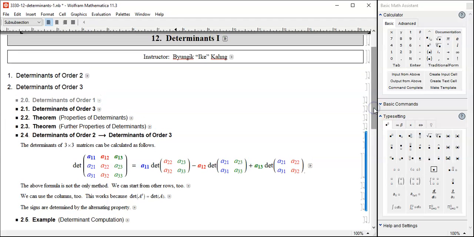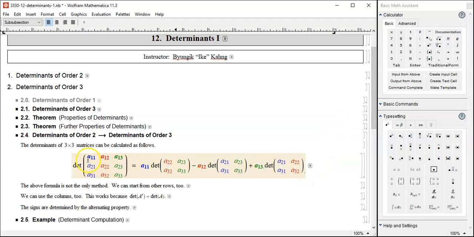Now let's go to the final topic here, that is reducing the determinant of order 3 into determinants of order 2 by this formula. So a determinant of order 3 can be reduced to a summation of 3 determinants of order 2.